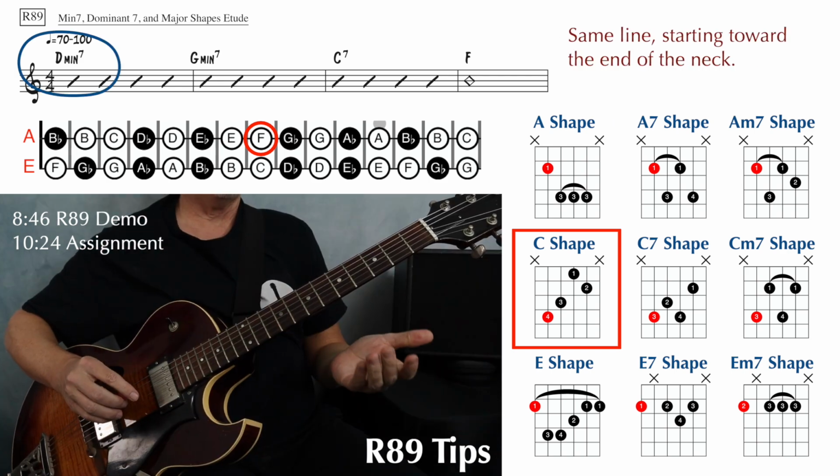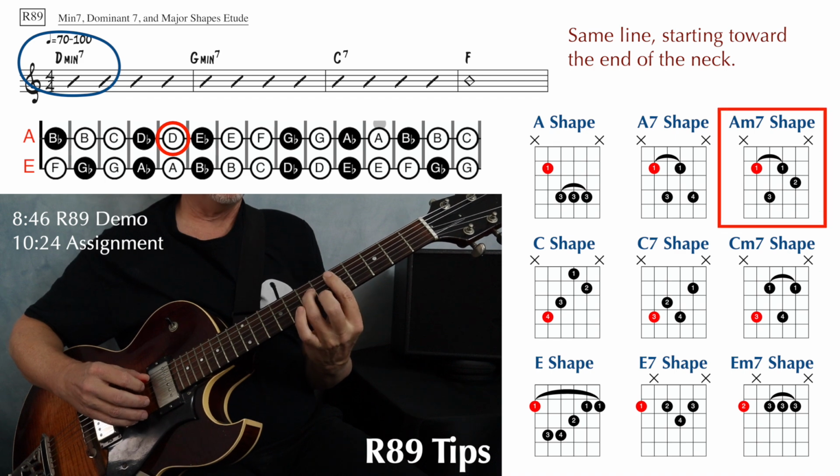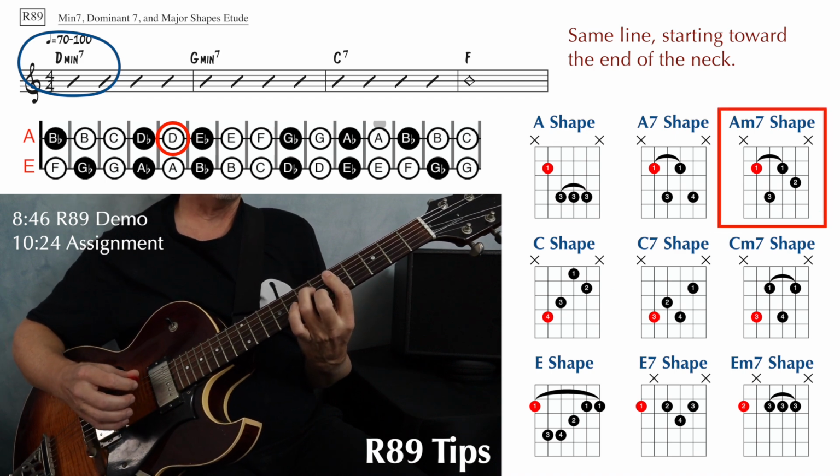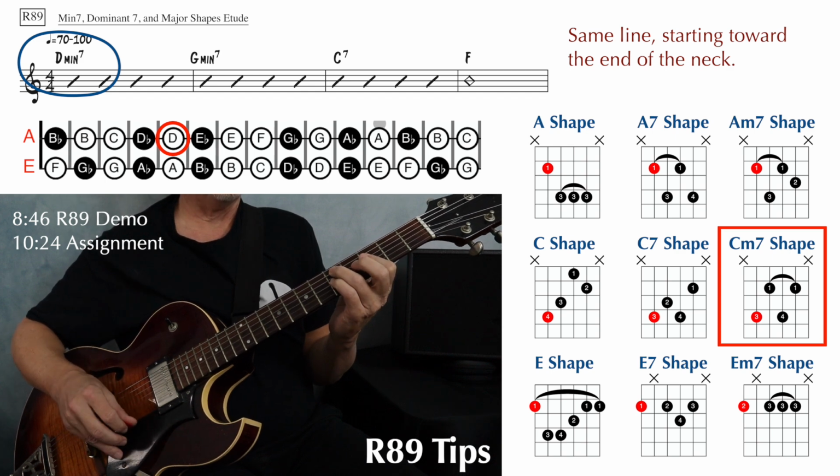Now let's say you want to play the same sequence but further down the neck. In that case, you would start with the D root note on the 5th string at the 5th fret, and you could either play the A minor 7 shape from there, or you could play the C minor 7 shape with that same root note.